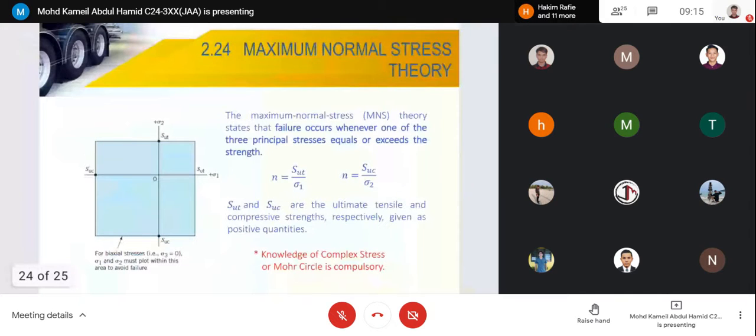Then this is for the maximum normal stress theory. Remember, normal stress theory is mostly for brittle material, and it's going to involve SUT. For ductile, earlier, it was SY. For brittle, we apply SUT for tension and SUC for compression. So SUT is ultimate tensile strength and SUC is ultimate compressive strength.